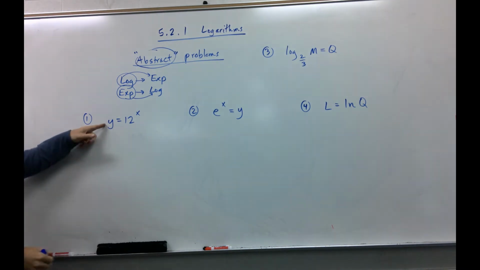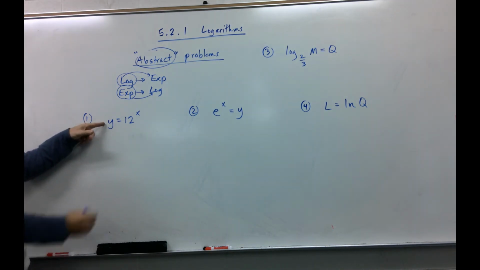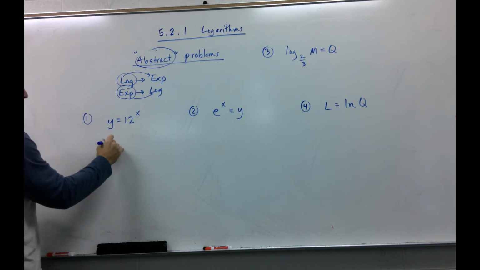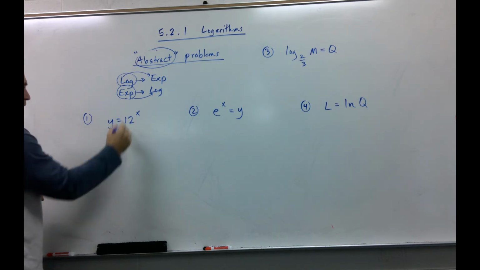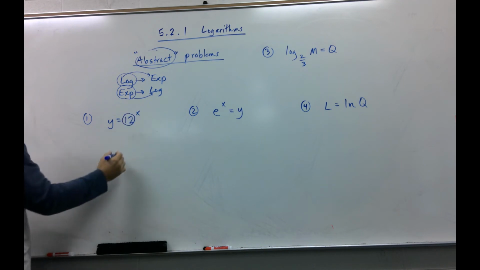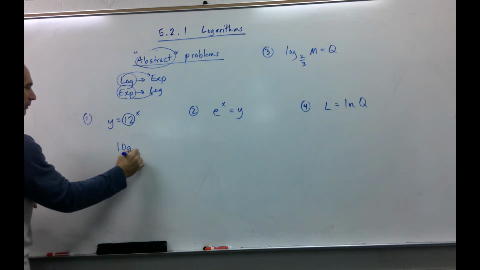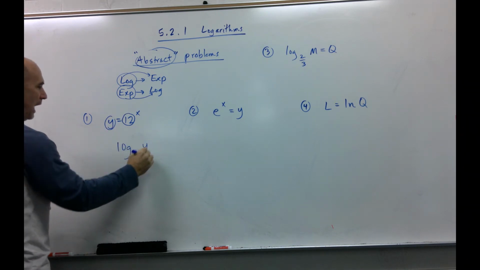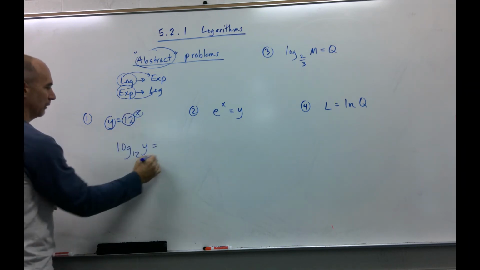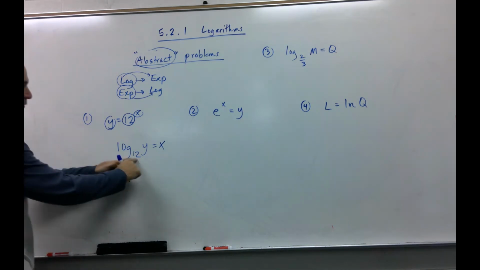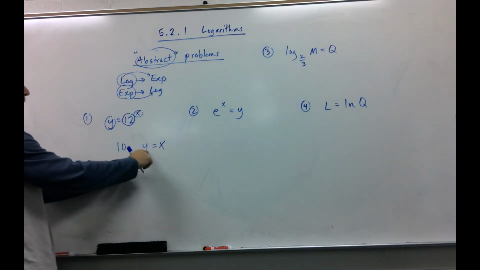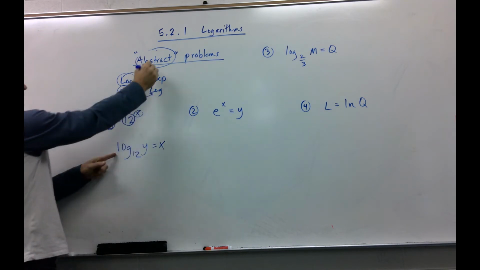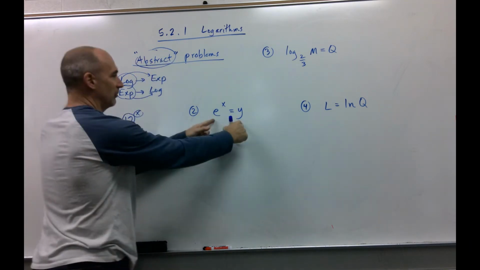This one is an exponential equation. So, check it out. If I rewrote it, just knowing that this is my base, I'm going to go log base 12. This is my answer, y. This is my exponent, so that would be there. This says 12 to the x power equals y. Same thing. Done. You're not finding anything. That's why it's abstract.